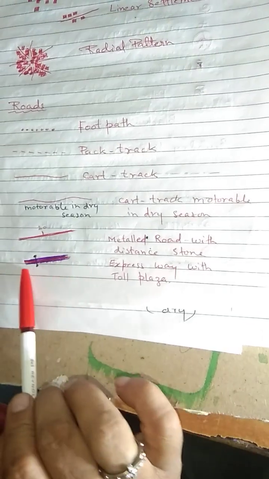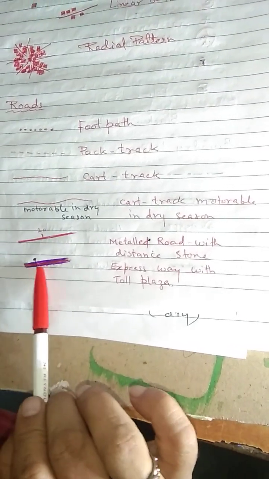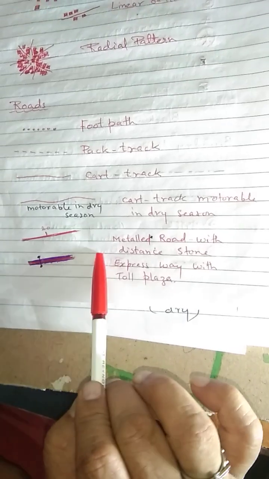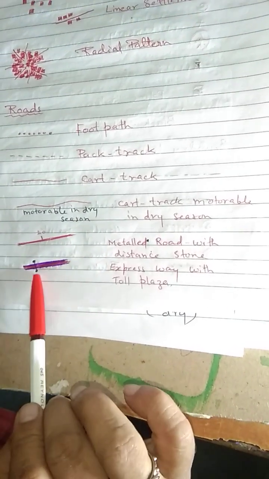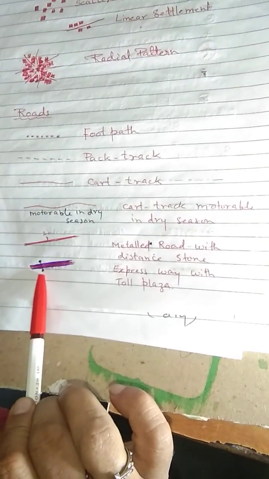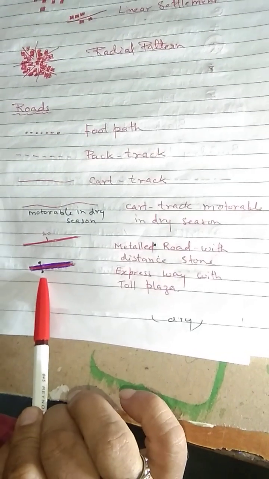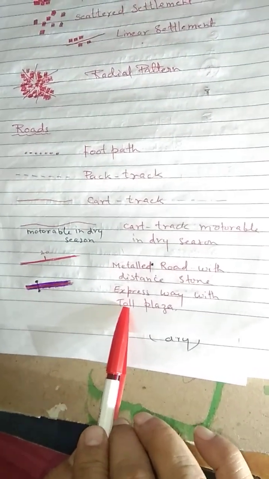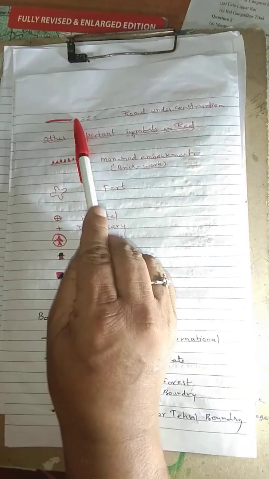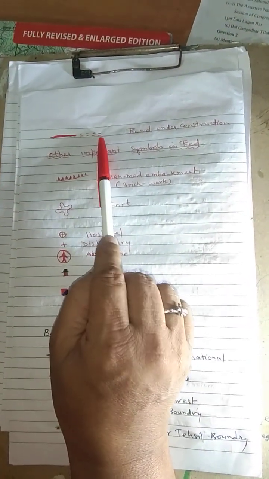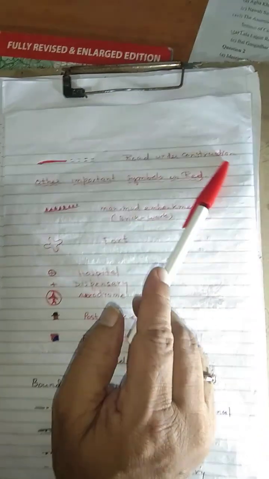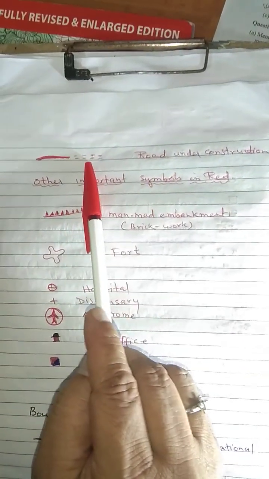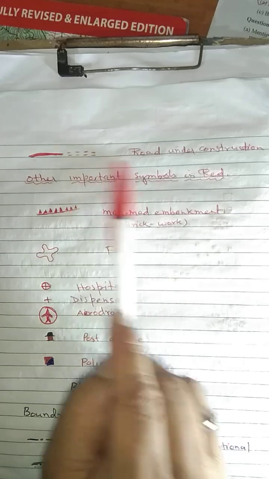Then you see these are expressway. Expressway will have a red line and it will be shaded with a purple, or it will have an orange line shaded with a purple. And here you see these two black dots. These are toll plazas. The toll naka, we have a toll naka in that way. So these are toll plazas. Then you can see these two dashes like equal to signs in red. These are roads under construction. We can say unmetalled road, because right now they are not metalled, they are under construction.